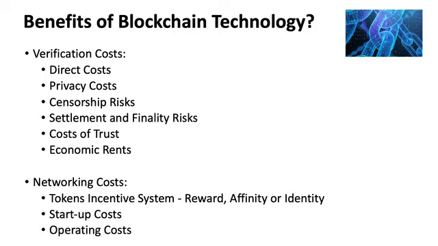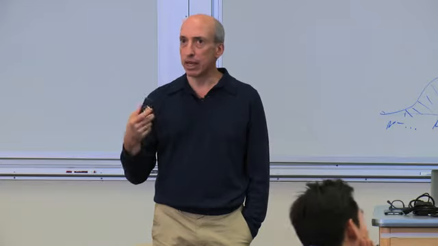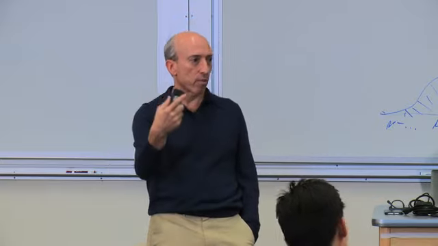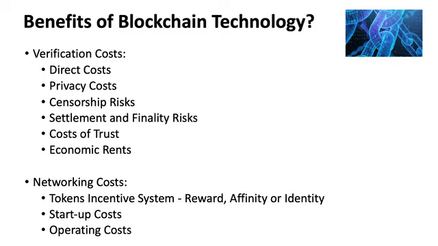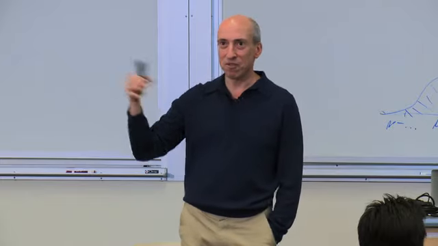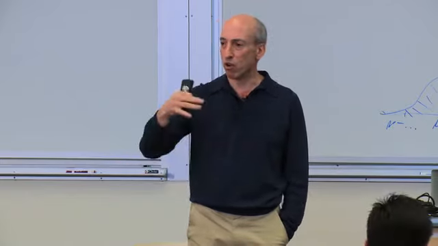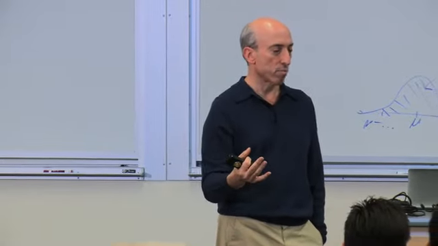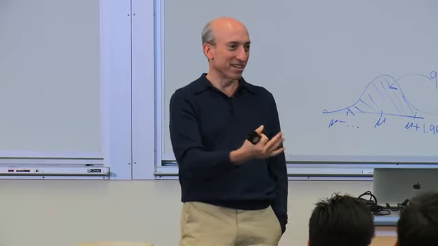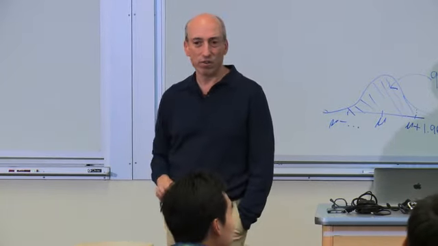So the benefits of blockchain, we reviewed this last Tuesday, so I'm not going to go through it again. But as you're thinking about which use cases, think of these: cost of verification. Which of these are you really trying to hit? Or is it networking? A token incentive system, like the skins, rewards and affinity identity, could help you start it up or operate it. Or it could be like CryptoKitties, where it's a collectible. So that's another way that you have token economics floating in.